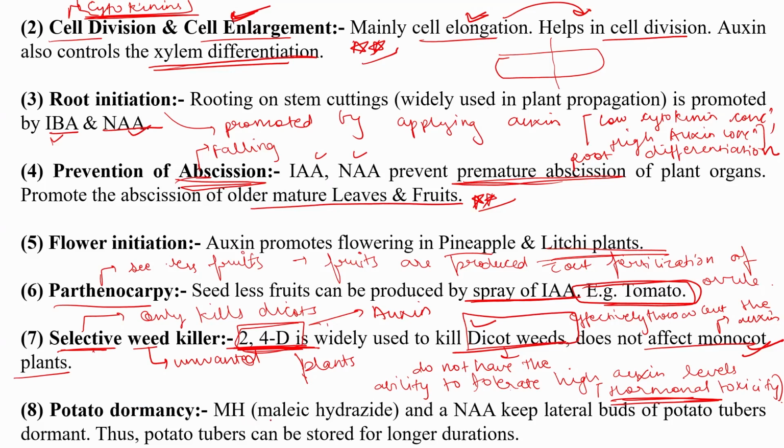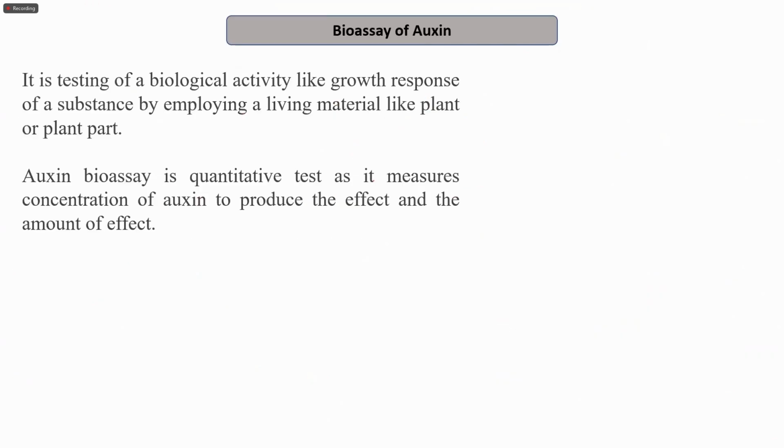Potato dormancy. So MH, which is maleic hydrazide, and NAA keep lateral buds of potato tubers dormant. So we know that this is what? Apical dominance due to the presence of auxin. So lateral buds remain dormant and the potato tubers can be stored for a longer duration. So by preventing the growth of the lateral buds, we can prevent the potato tubers from sprouting and they can be stored for a longer duration for the future. So these are certain physiological effects of auxin.